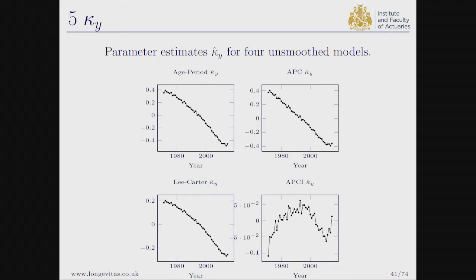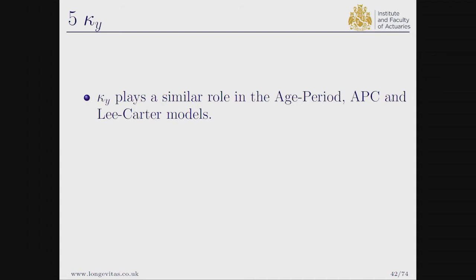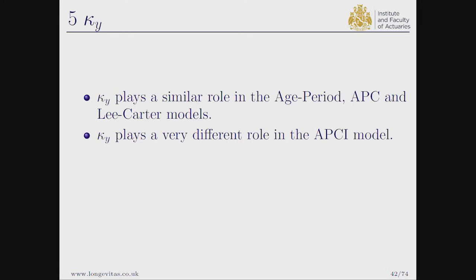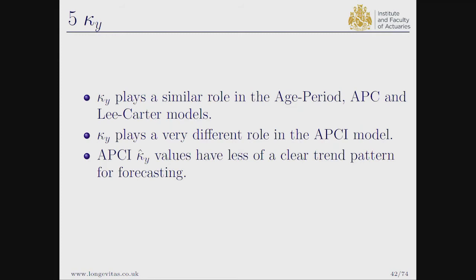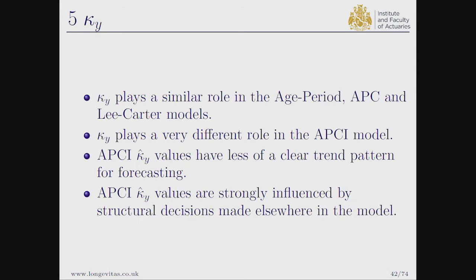So we can say that while alpha and beta play very similar roles across all models, kappa y only plays a similar role for the first three. It actually plays a very different role in the age period cohort model, or sorry, the APCI model. And partly as a result of this, the kappa values in the APCI model have much less of any clear trend or clear pattern when it came to forecasting. And as we'll see, the actual kappa values in the APCI model are very heavily influenced by other structural choices that you make when fitting the APCI model.